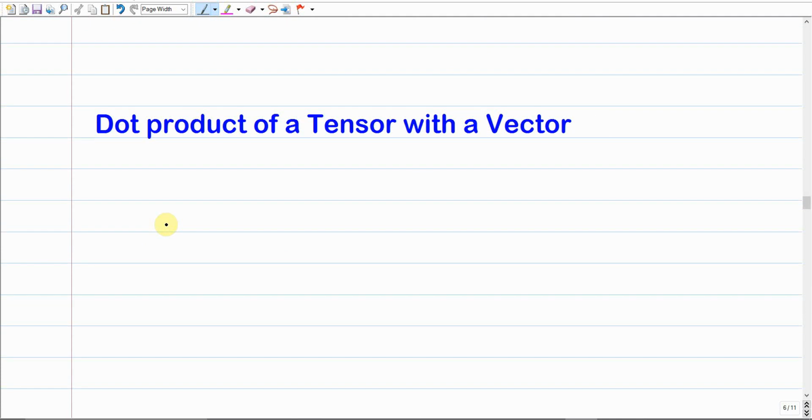The next important operation is the dot product of a tensor with a vector. For example, how about if we have tau dot v?